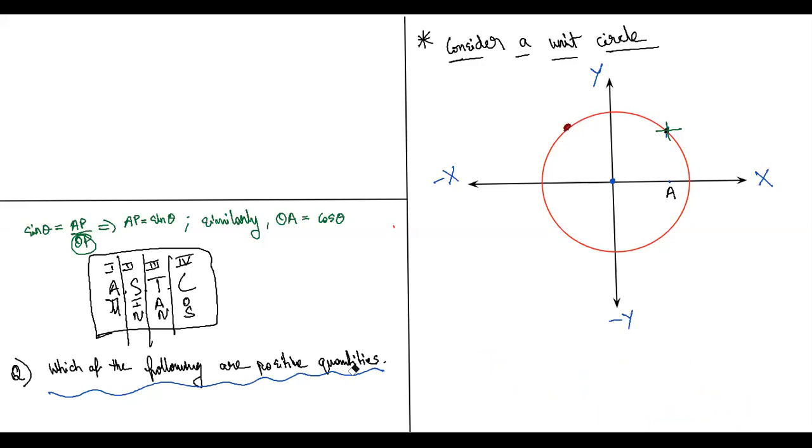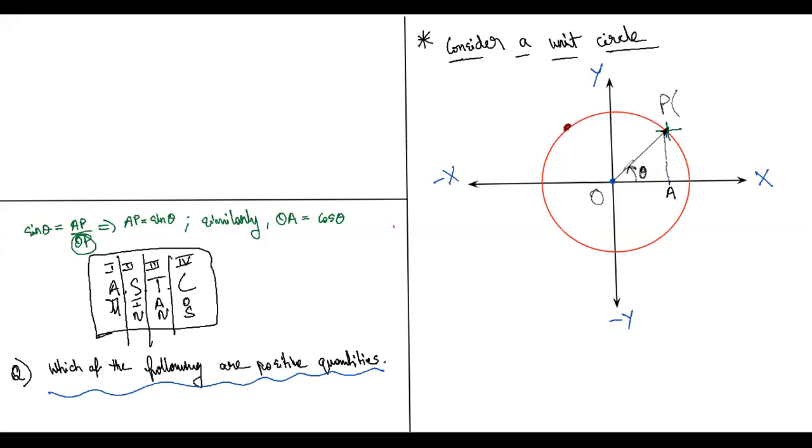So consider this circle having a radius of 1 unit. Let us say this point is some point P, and let us say the origin is O, and the angle is measured from the positive x-axis. See, the positive x-axis is always taken as a reference. Let us say this is theta.